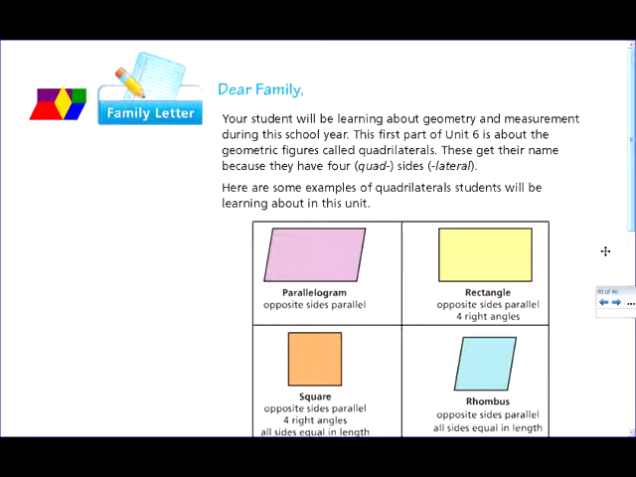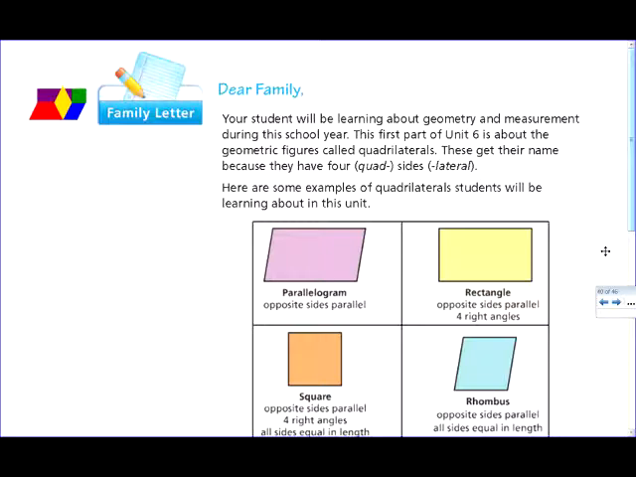On Monday, you will be receiving this note home. Your student will be learning about geometry and measurement during this part of the year. This first part of Unit 6 is about the geometric figures called quadrilaterals. These get their name because they have 4 sides: quad, lateral.